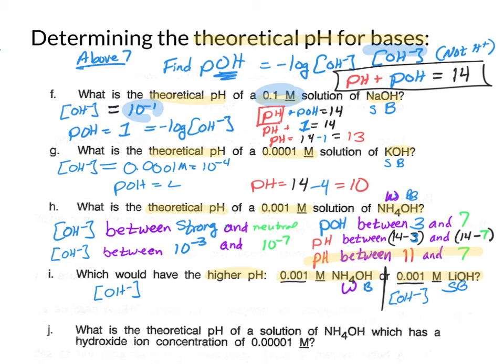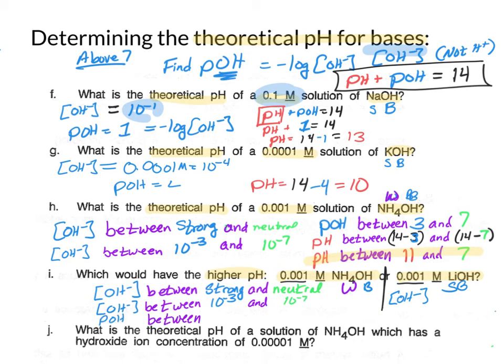For the weak base, the first one, we're going to see that it will be between, if it were a strong base and a neutral substance. In this case, that means the hydroxide ion concentration is between 10 to the negative 3 and 10 to the negative 7. That means in this case that the pOH will be between 3 and 7, and that means that the pH will be between 11 and 7.